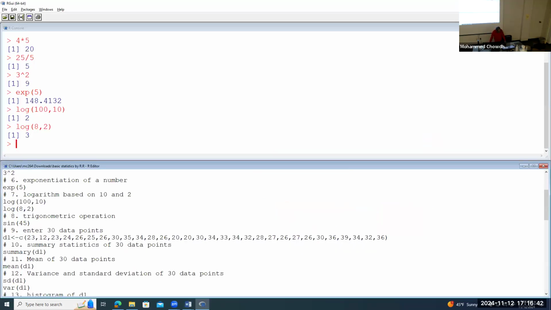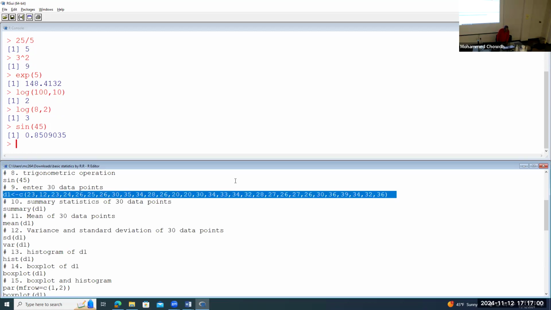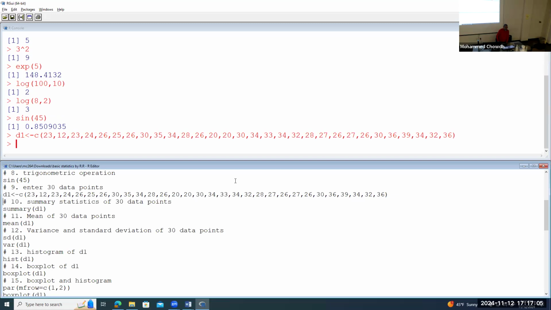And then there are trigonometric functions. I don't know how many of you know them, maybe 2 or 3 of you. Other people may not know how to compute the trigonometric sine. That is given in problem number 8. Sine 45 equals this, okay? Now I want to enter 30 data points. This is the way I entered the 30 data points in here.